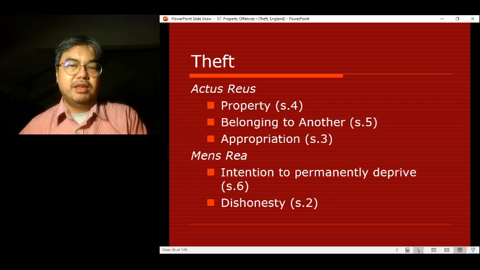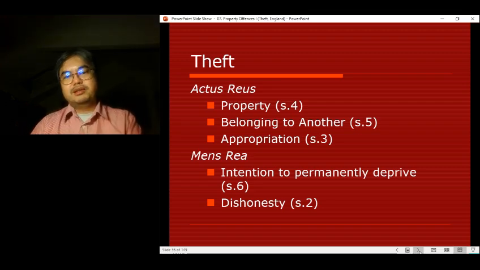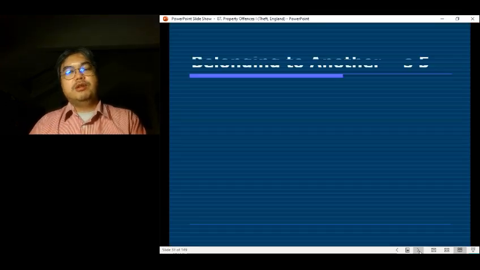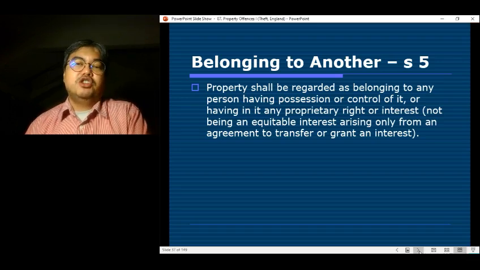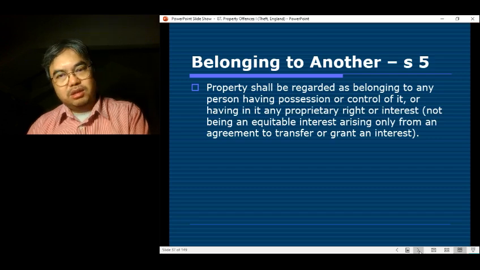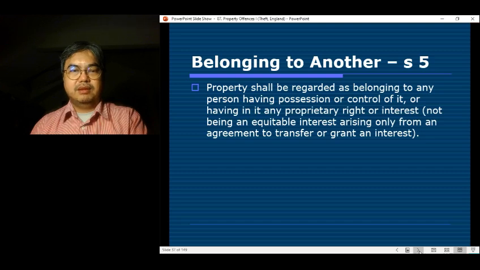It must be property belonging to another, section 5. So this seems to be pretty straightforward, or is it? Let's look at section 5. Property should be regarded as belonging to any person having possession or control of it, or having in it any proprietary right or interest, not being an equitable interest arising only from an agreement to transfer or grant an interest.